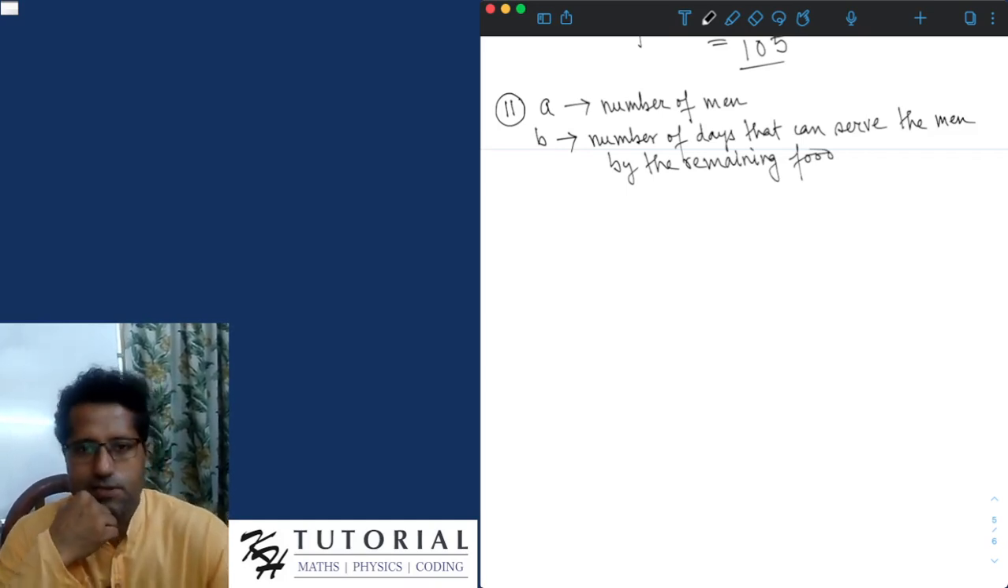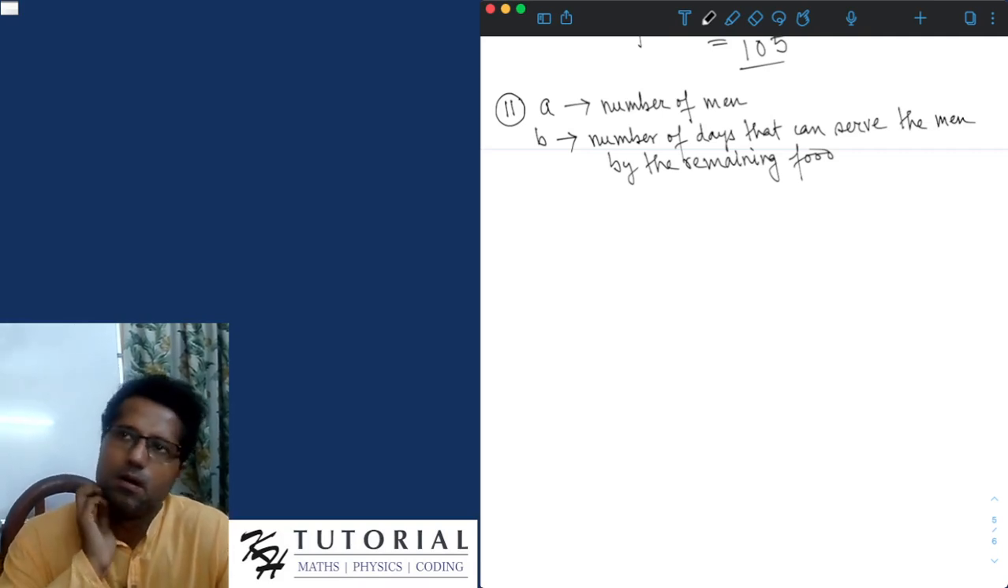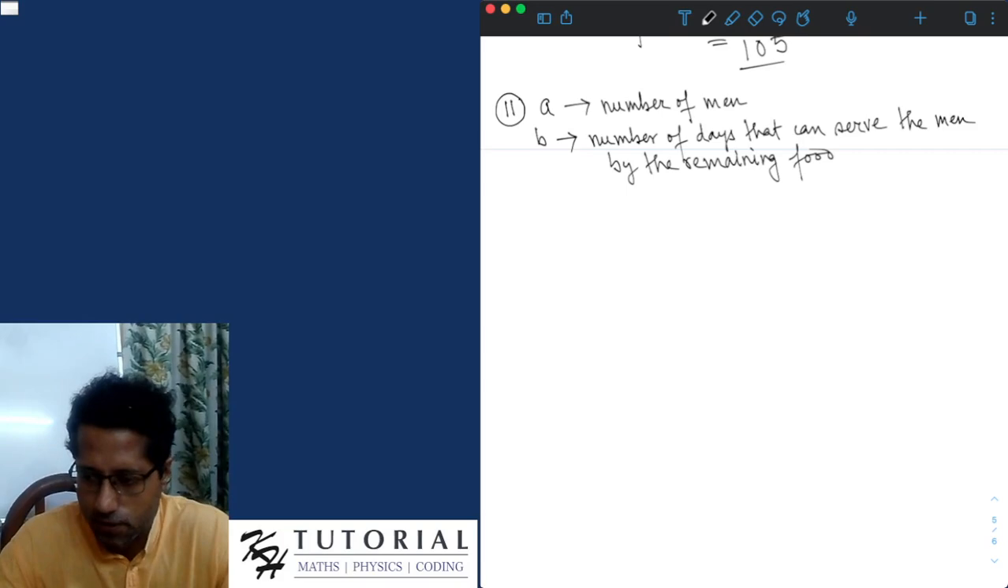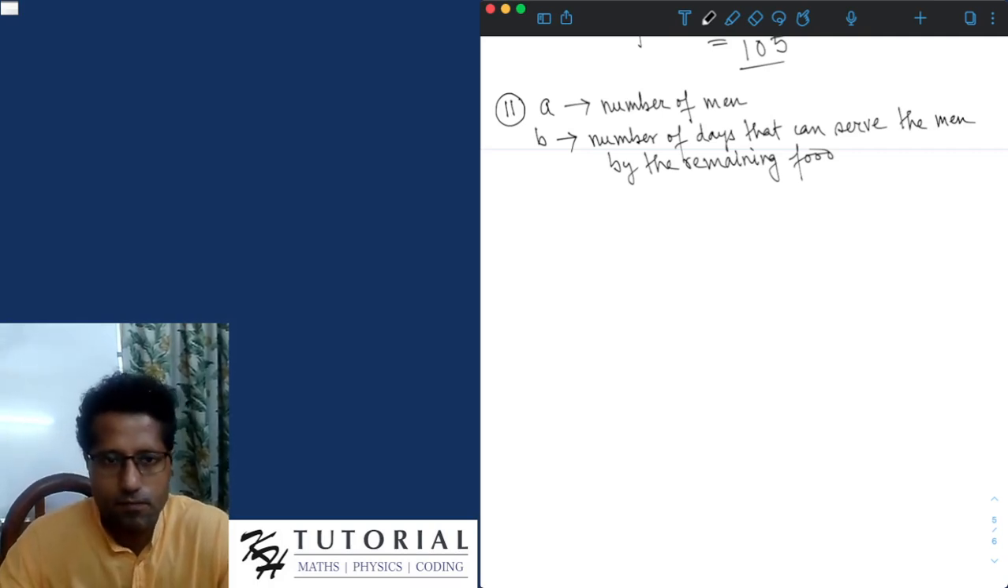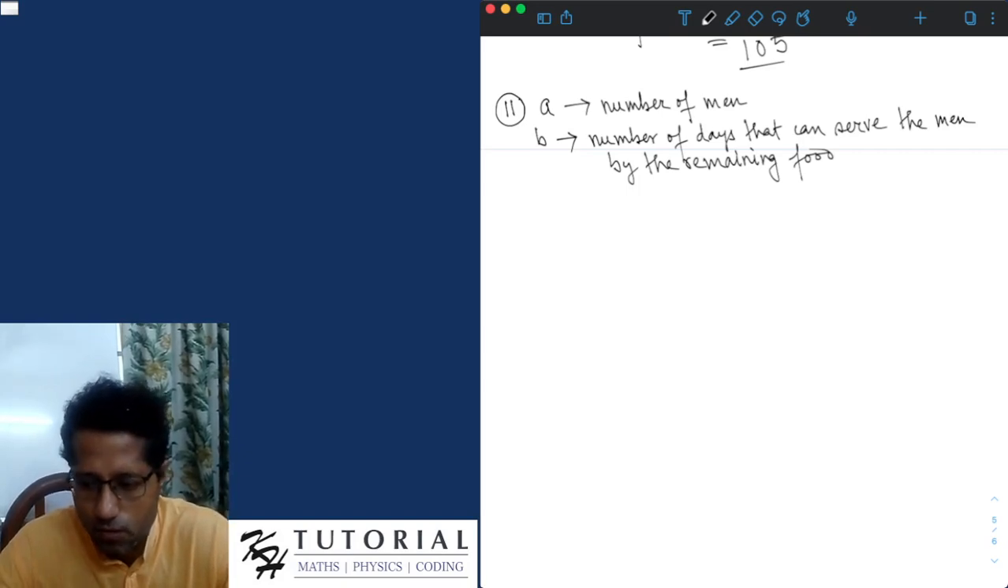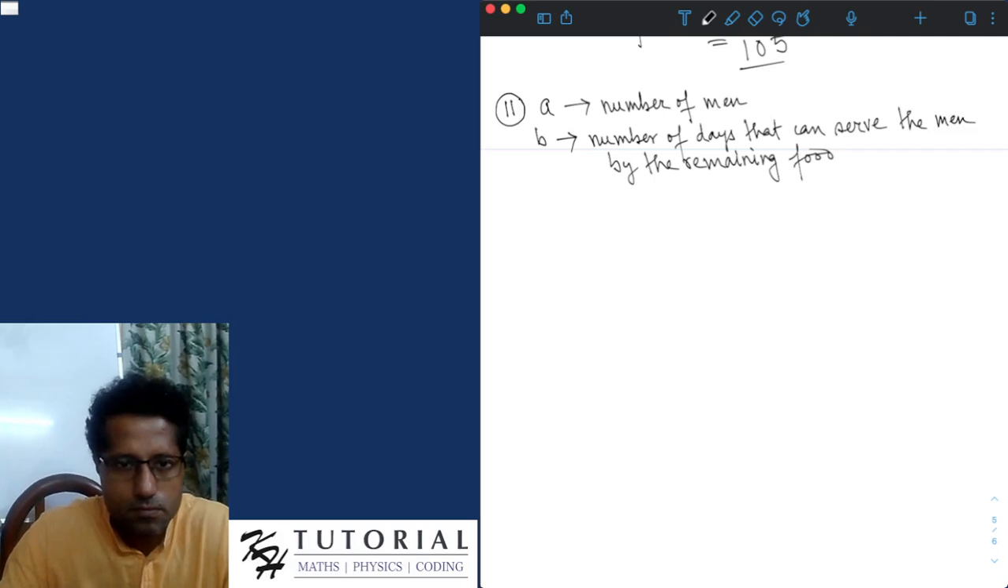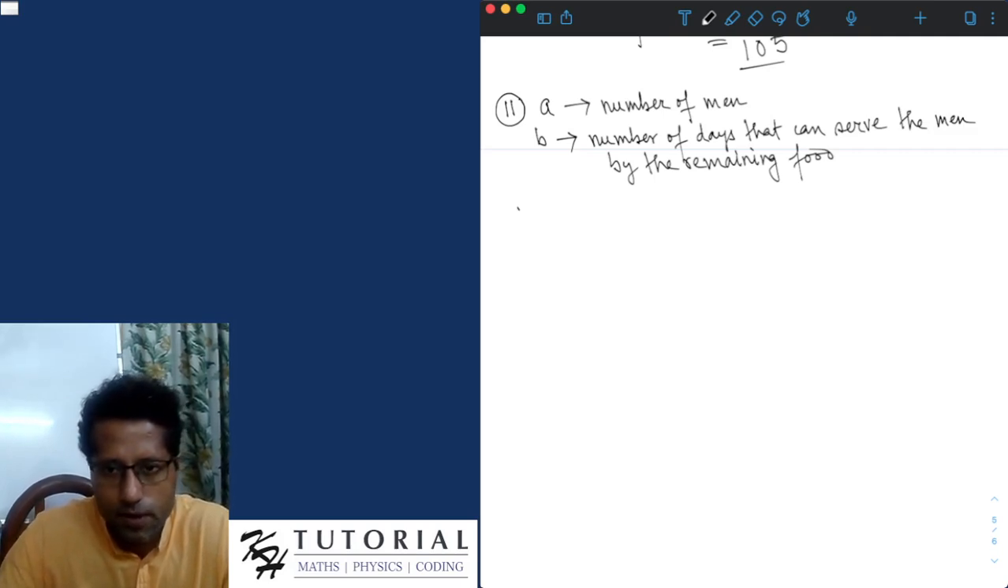Now, since it says that 120 men can survive 200 days on the food, after 5 days, definitely these 120 men have consumed some food. So in the remaining food, we know that 120 men will survive for how many days? 195 days, because 5 days have already gone.